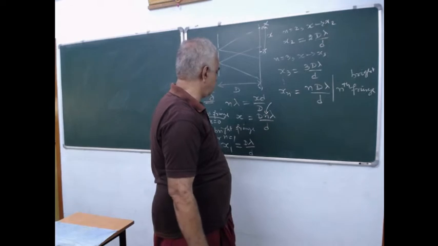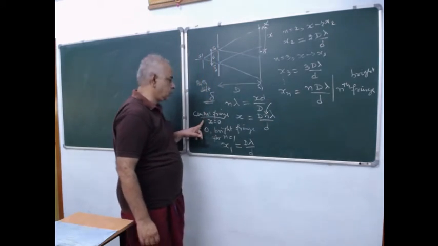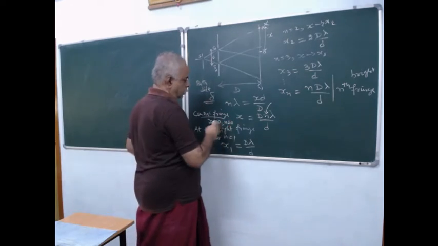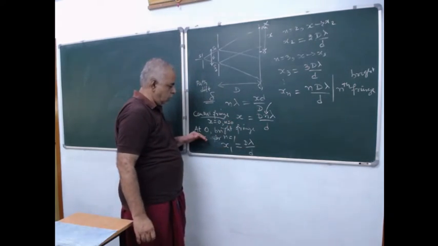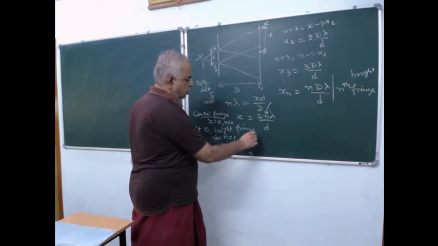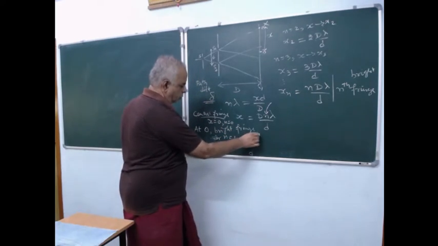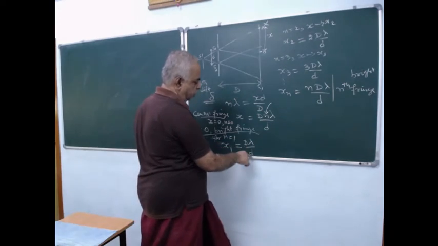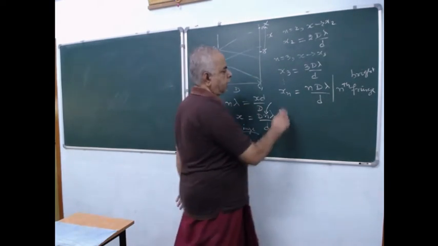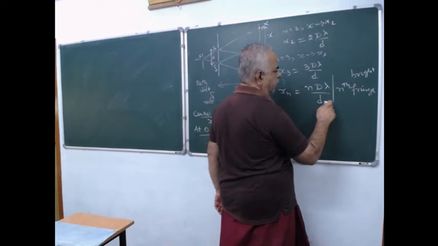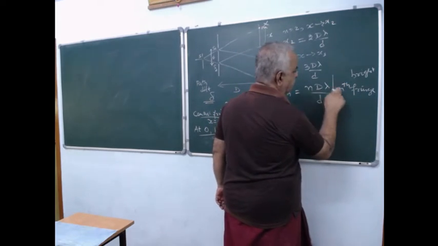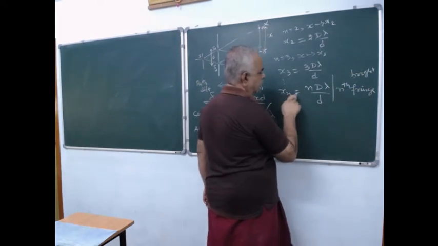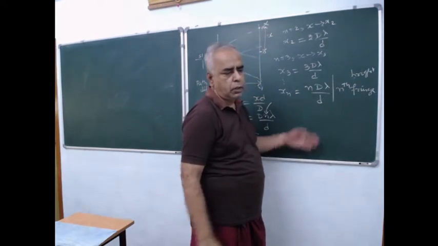This is the first bright fringe. This is the central bright fringe where n is equal to 0, which means x is equal to 0. At O, the bright fringe is at x equal to 0. Then for n is equal to 1, it is D lambda by d. So likewise it goes, xn is equal to n D lambda divided by d, for the nth bright fringe.